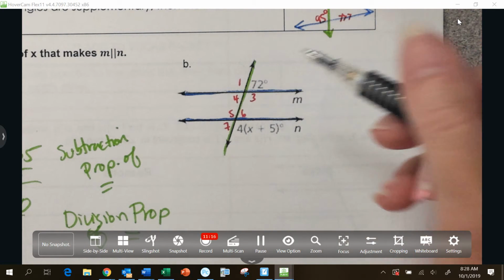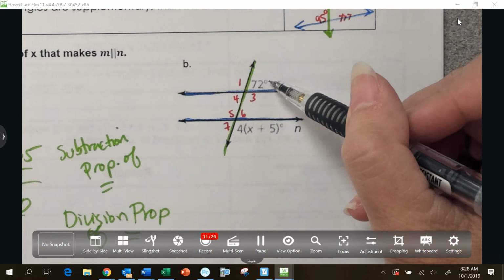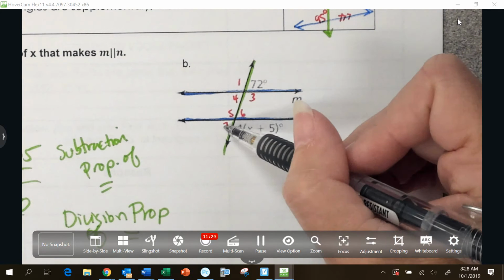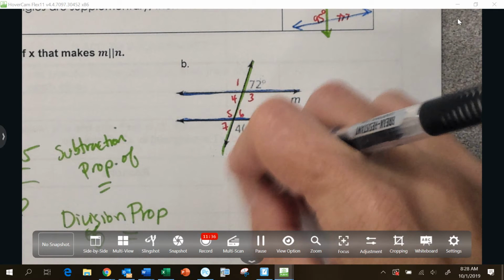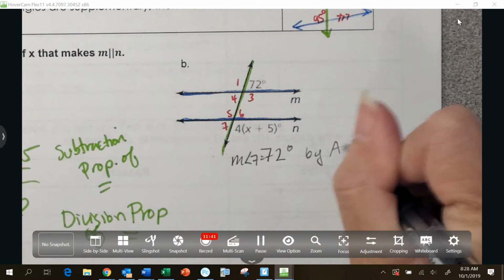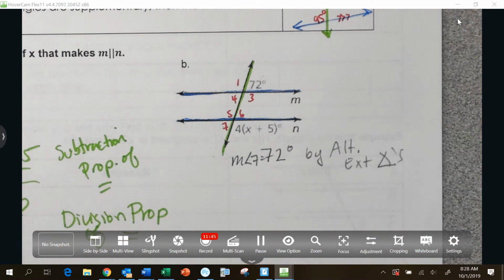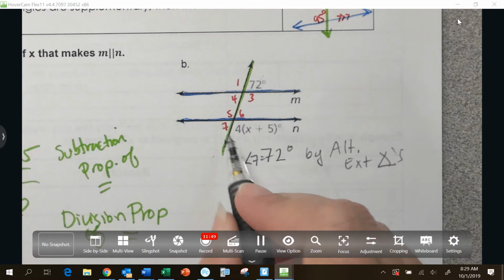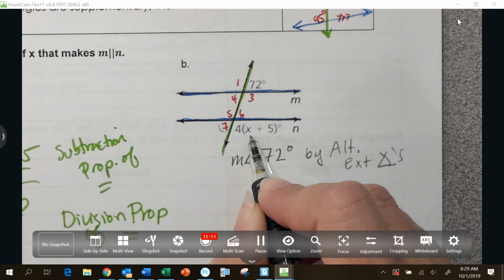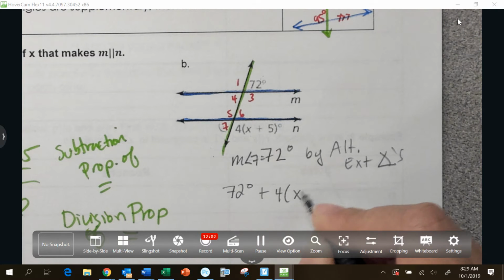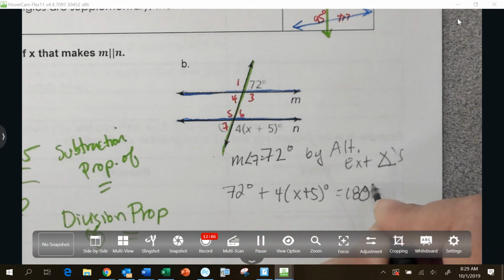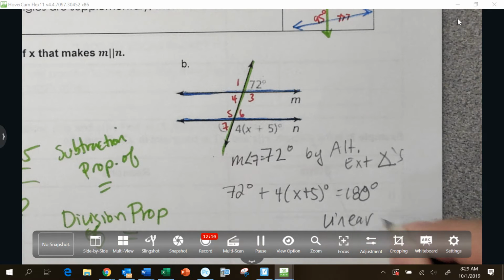Alex said that angle, oh, now I forgot what you said, Alex. Angle 7? Yeah. Oh, you said alternate exterior for those. So angle 7. Oops, I forgot to write the angle 7. Measure of angle 7 equals 72 degrees by alternate exterior. And then from there, angle 7 plus 4(x + 5) degrees equals 180, because those are linear pair postulate. They make a linear pair, so they equal 180.